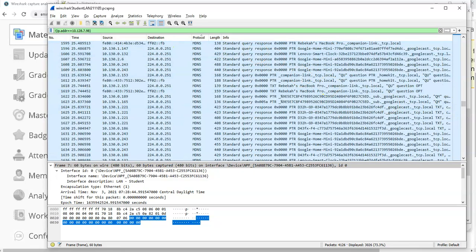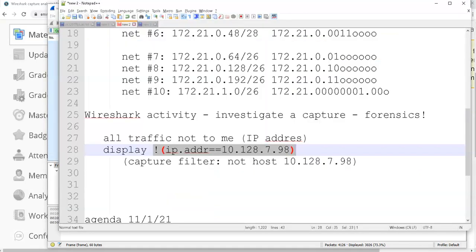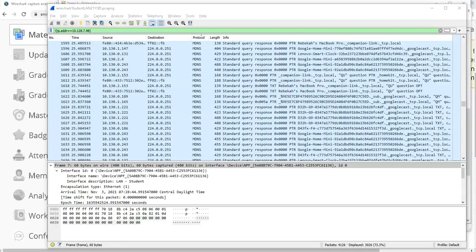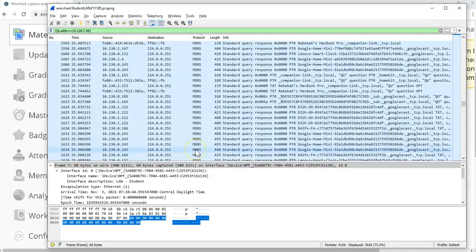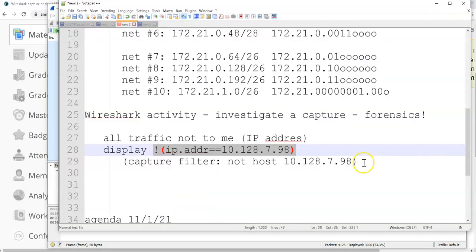So the next question I think was, list for me all the types, was it? Let's see, check that. What was the command again? So it's an exclamation mark, parenthesis, IP address of the machine, ip.addr equals. Let me show you that in the Notepad file. There's the filter right there. Not ip.addr double equal my address of the guy doing the capture, 10.128.7.98.